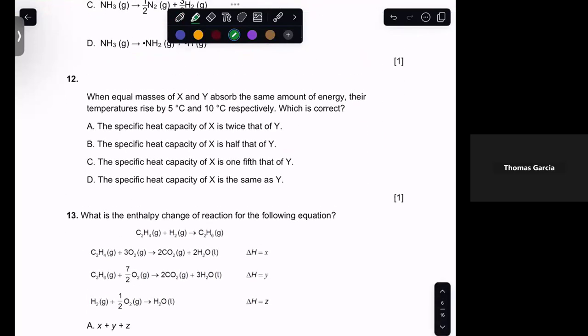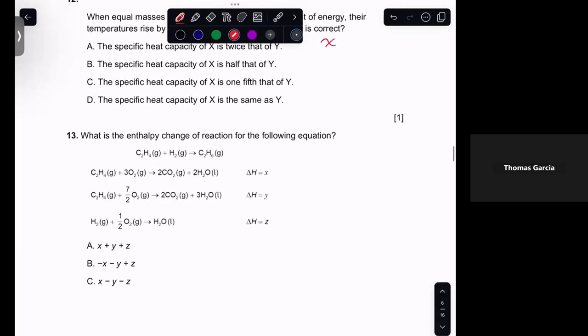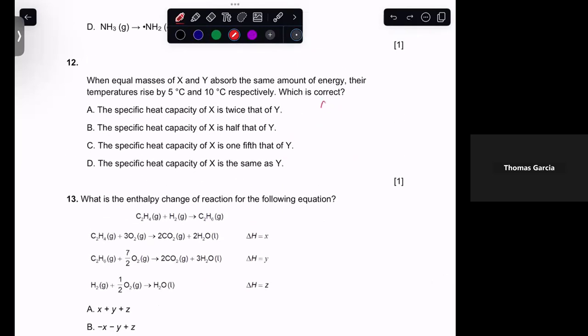When equal masses of X and Y absorb the same amount of energy, their temperatures rise by 5 degrees and 10 degrees respectively. So what this is saying is that for the same energy, let's do same energy Q. Q is equal to an equal mass, M1, specific heat X, and 5 degrees times 5. Same Q, Q is equal to M1, specific heat Y, and 10.